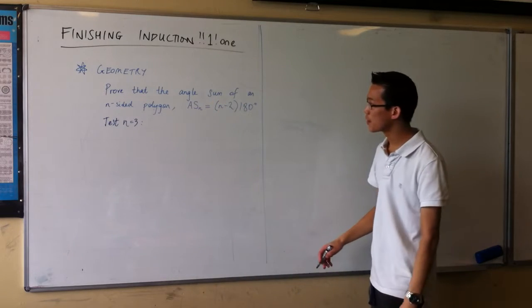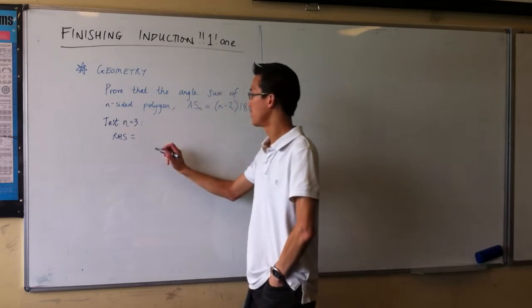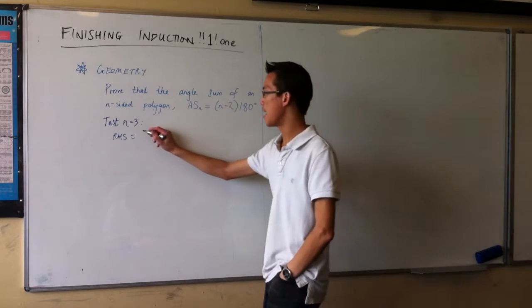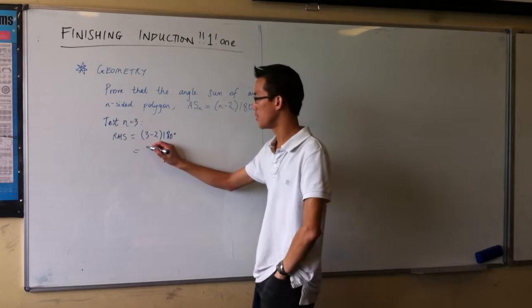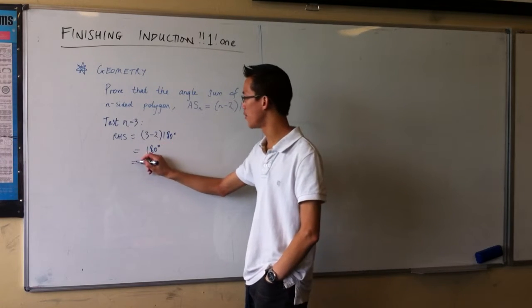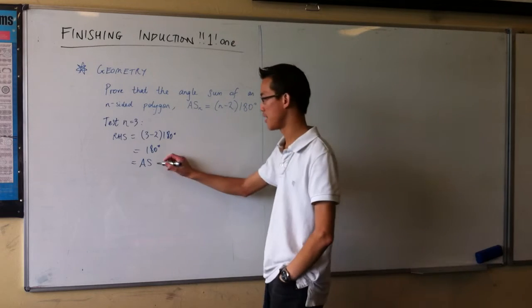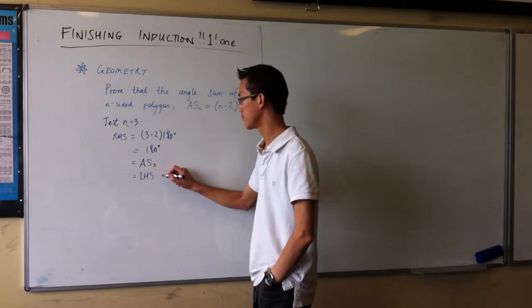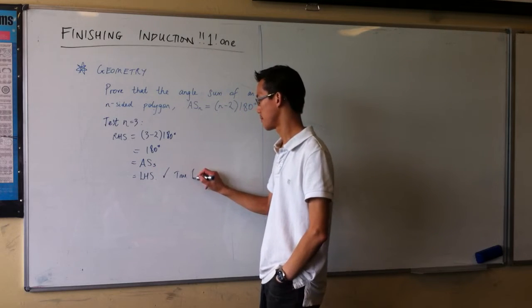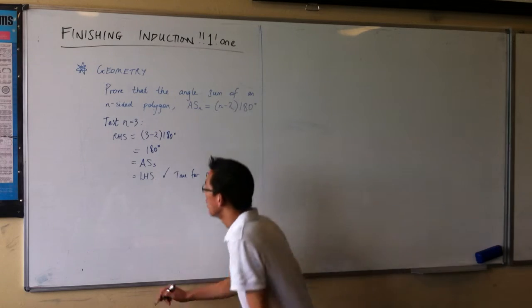So I'm going to go with the right-hand side. I'm just going to sub it in, and I get 3 minus 2 times 180, which is 180, which sure enough is the angle sum of a 3-sided polygon, right? Triangle. Okay, no problems so far.